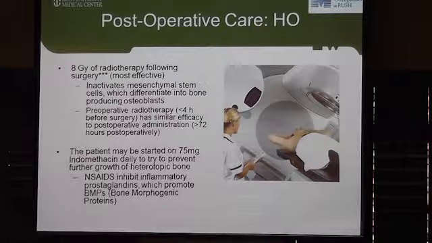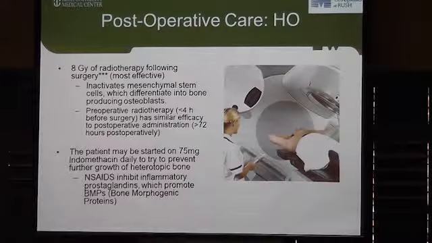If you're in a situation where you had to cut out heterotopic ossification, you don't want it to happen again. So what we do is we treat them with radiotherapy. It's an 8-gray dose. You can give it 4 hours preoperatively. Typically, it's done postoperatively within 72 hours. And what that does is it inhibits the function of the mesenchymal stem cells, which turn into osteoblasts and produce bone.